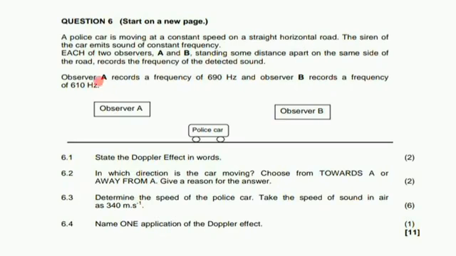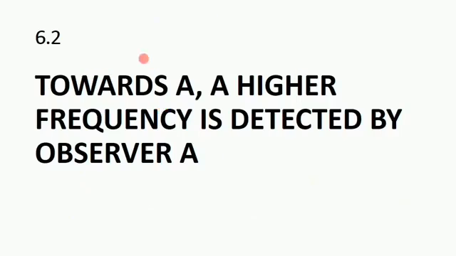Since here we are told that observer A records a frequency of 690 Hz and observer B records a frequency of 610 Hz, we know that when the sound source is moving towards a listener or an observer, a higher frequency will be detected, and when it's moving away, a lower frequency will be detected. So seeing that observer A is recording a higher frequency, we can safely say the answer is towards A. Why? Because the higher frequency is detected by observer A.